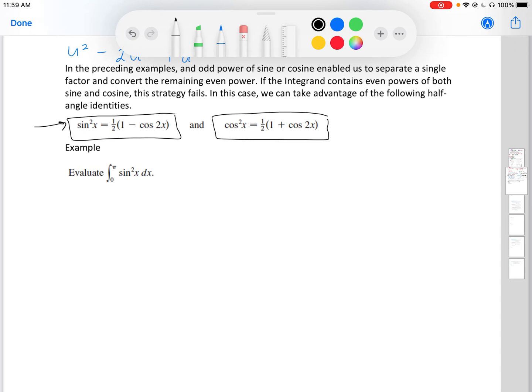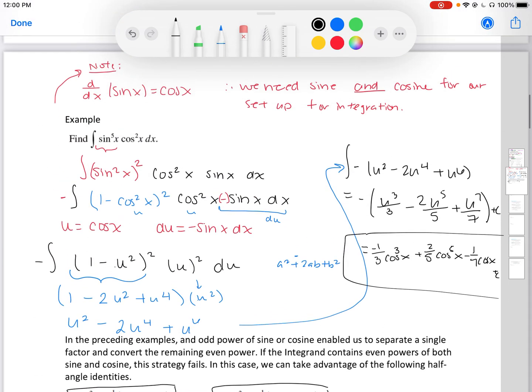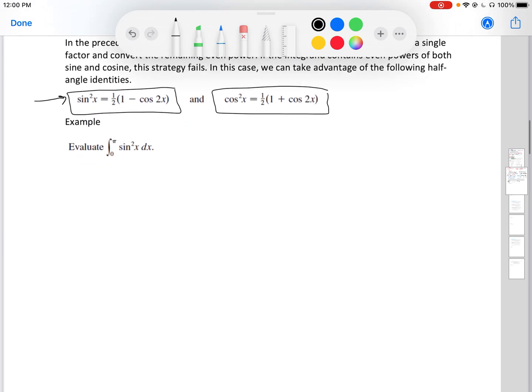Now, before, we were able to get rid of the exponents in Pythagorean identities, but we had an extra sine or cosine left over, so that it could be our du with a u sub. But when you have an even exponent, we need to take a different route. Notice that all of our previous examples had odd exponents. Okay, so we have the integral from pi to 0 of sine squared.